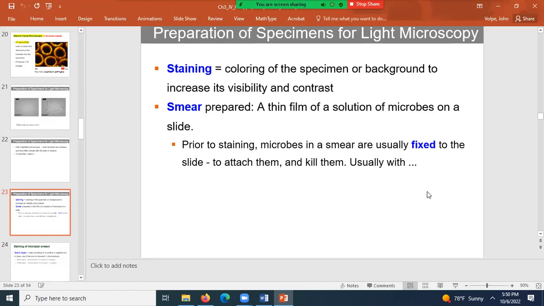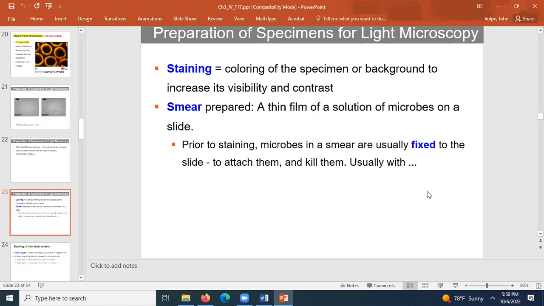Staining, all it does is color the specimen or the background of the slide to increase the contrast between the specimen and the background of the slide. So it's increasing the visibility by increasing the contrast. When you make a smear, you put your cells in a thin film on the slide. You use a thin film of cells in solution. And that's how you make an optimal bacterial smear.